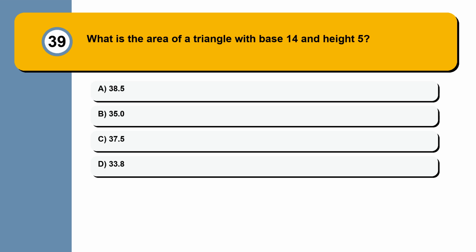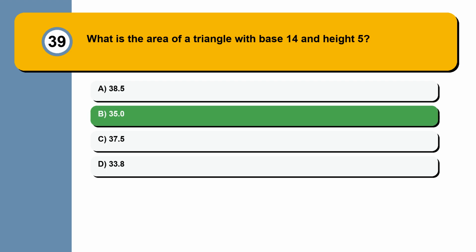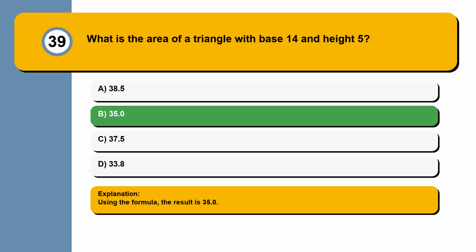Question 39. What is the area of a triangle with base 14 and height 5? 38.5, 35.0, 37.5, 33.8. Using the formula, the result is 35.0.